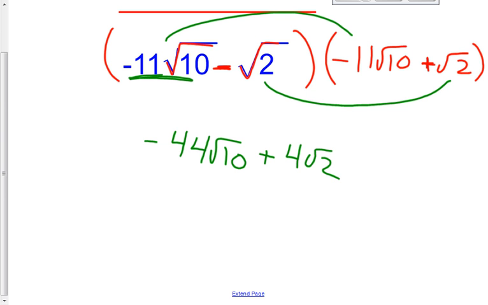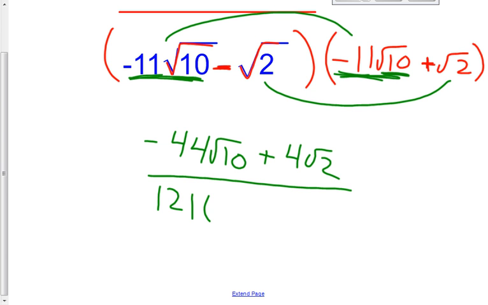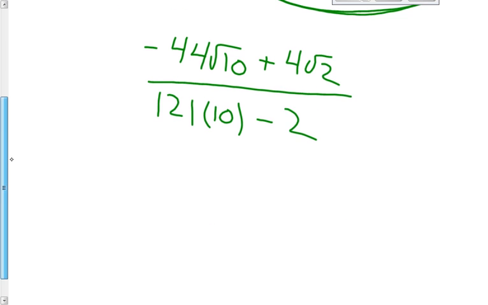So let's multiply the first times the first. A negative 11 times a negative 11 is a positive 121. Square root 10 times square root 10 is square root of 100, and the square root of 100 is 10. So 121 times 10 is what we get when we multiply the first times the first. Outside and the inside, those two terms cancel out, so now you just have the last. We have a negative times a positive, which is a negative, and square root 2 times square root 2 is 2. All right, so now your denominator is rational, so now we just need to clean up things.